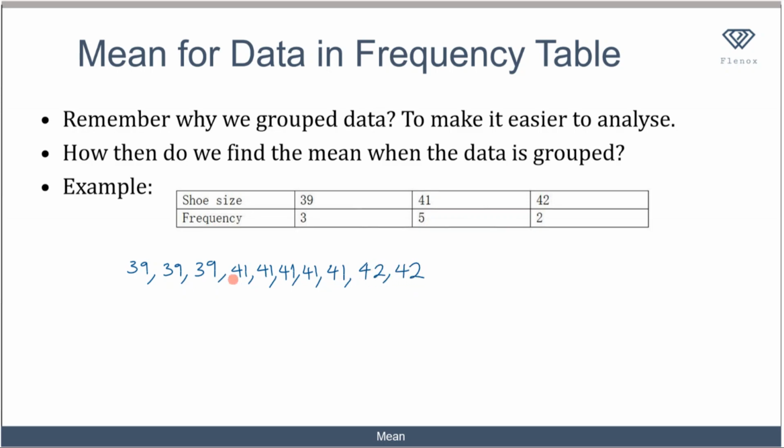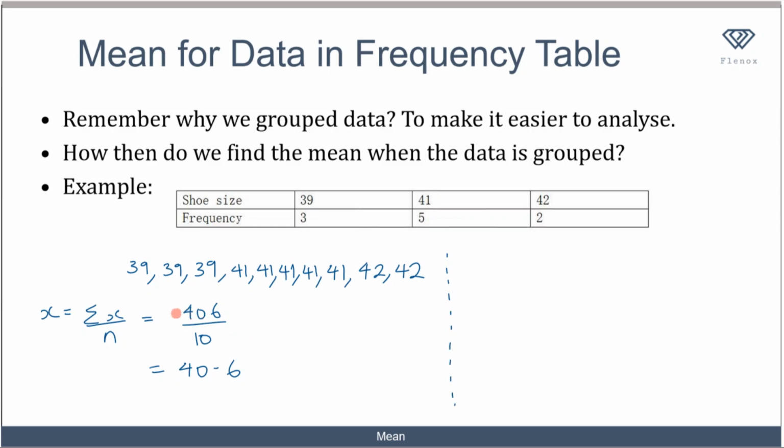So now I can easily calculate the mean of all these numbers. The mean will just be equal to the summation of all these numbers over n. And when you sum all these numbers, 39 plus 39 plus 39 plus 41 plus all this, you get 406. And when you divide by 10, because now I have 1, 2, 3, 4, 5, 6, 7, 8, 9, 10 numbers, that gives me 40.6.